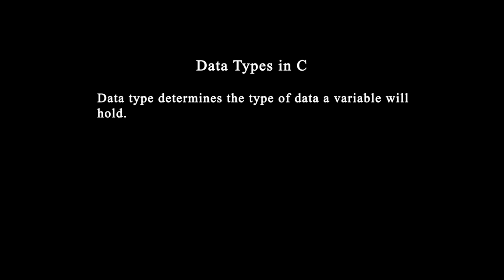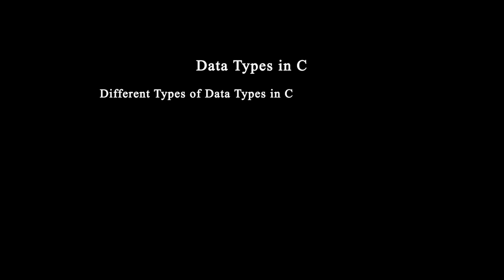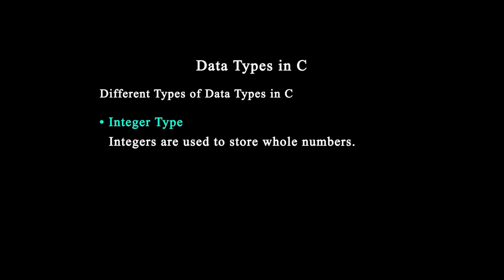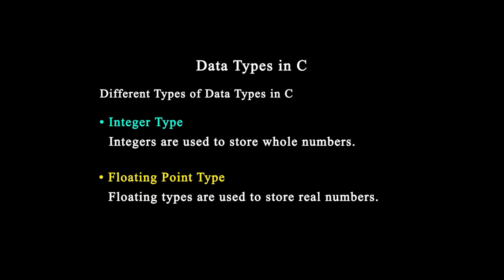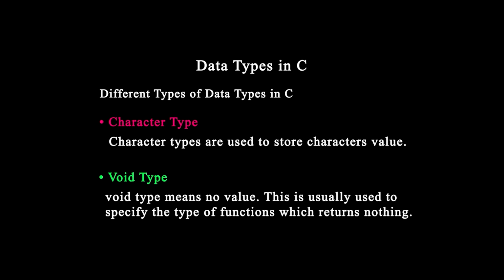A data type determines the type of data a variable will hold. If a variable x is declared as int, that means x can only hold an integer value. Every variable which is used in the program must be declared with its data type. So let's look at the different types of data types. First one is the integer data type. Integers are used to store whole numbers. The next is floating point. Floating point types are the decimal point numbers, and the character type is used to store character values. And void type. Void typically means no value. It is usually used to specify the type of a function which returns nothing.